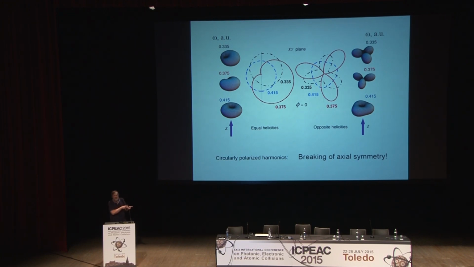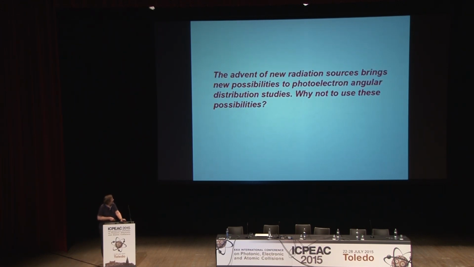It may be difficult to understand when you hear it for the first time. But look, these are the angular distributions for equal helicities and for opposite helicities, calculated in the region of the resonance. Anyway, this axial symmetry is broken. And these are the cuts of this angular distribution in the plane perpendicular to the beam. So you see, it's indeed broken. The advent of new radiation sources brings new possibilities to photoelectron angular distribution studies. Why not use these possibilities?